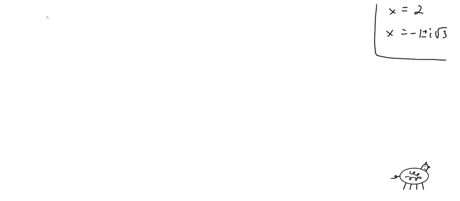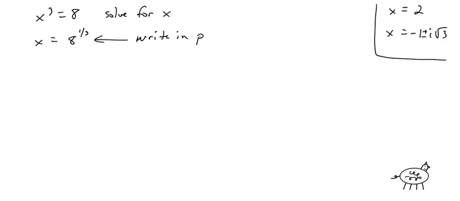We get x cubed equals 8. The first thing we're going to do is solve for x. So we get x, and I'm not going to actually take the cube root of that. I'm just going to write it as x equals 8 to the 1/3 power. Then I'm going to write it in polar form.